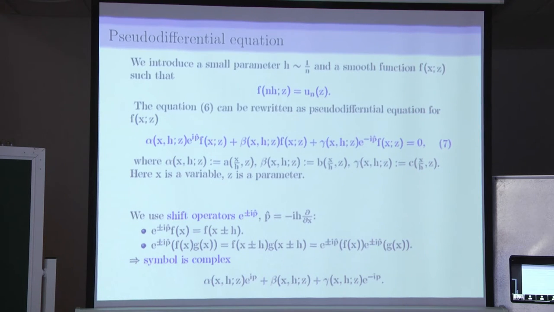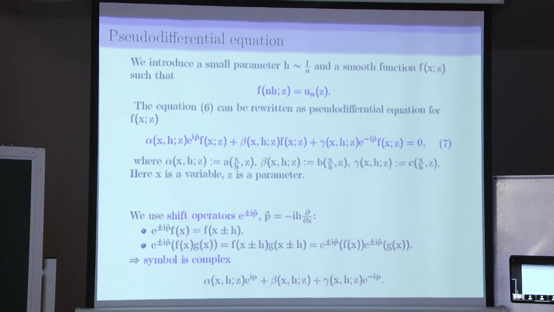And it is a pseudo-differential equation because its symbol, here it is the symbol, is not a polynomial in p. So it is not a differential equation. It is a pseudo-differential equation because the symbol is a function of p. And the first difficulty for classical standard approaches is that the symbol is complex. Consider the Hamiltonian, the principal part of this symbol as h tends to 0, and the Hamiltonian is complex too.